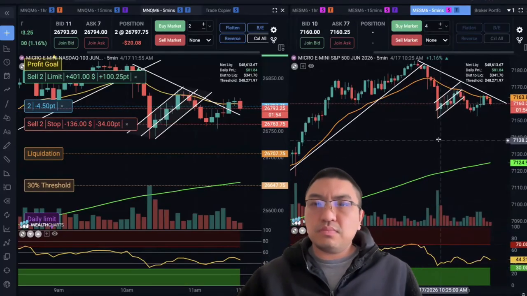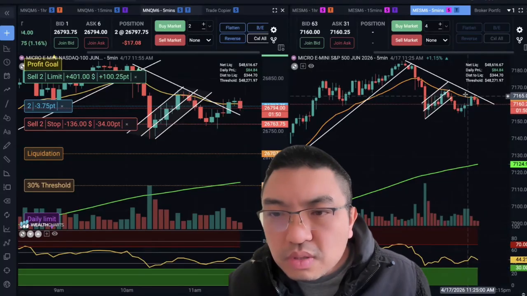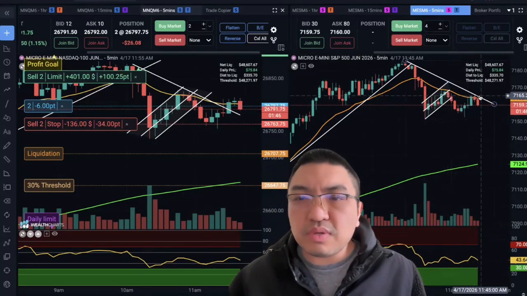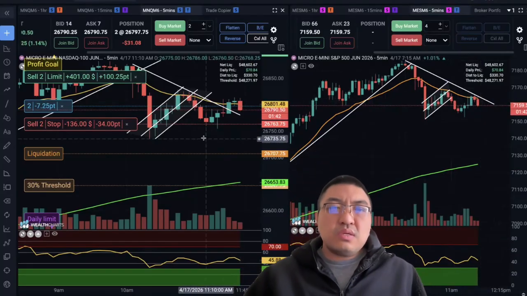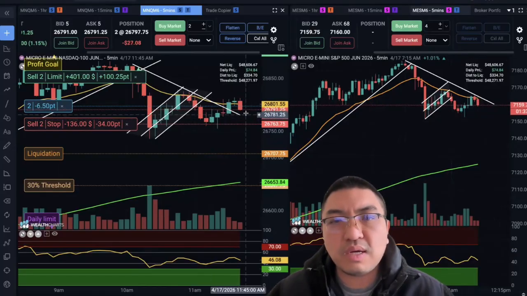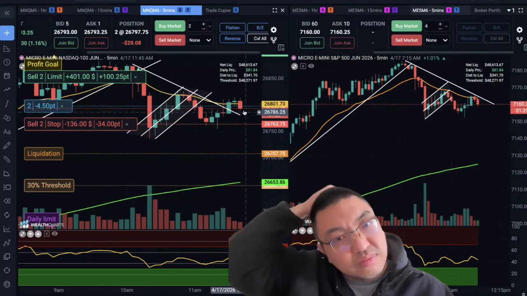Hmm. Because it's close to the previous support and becomes a new resistance. Besides, this is EMA 21. So it's a reverse, but up here is still the upper bound of this trend line. So it's still like a retest. So we'll see.